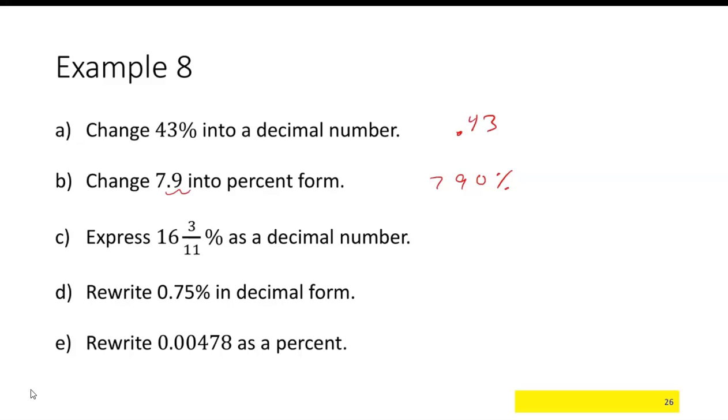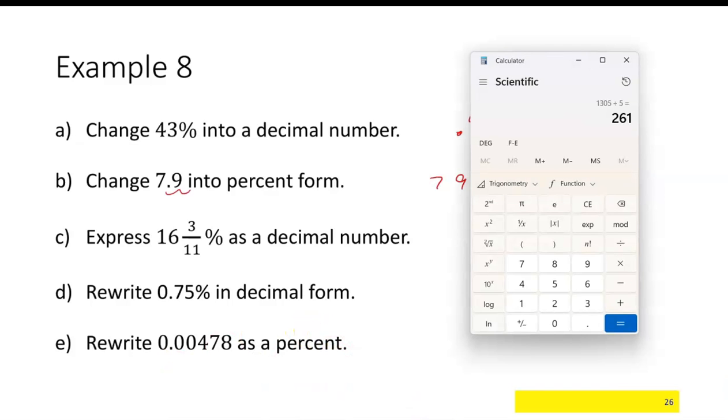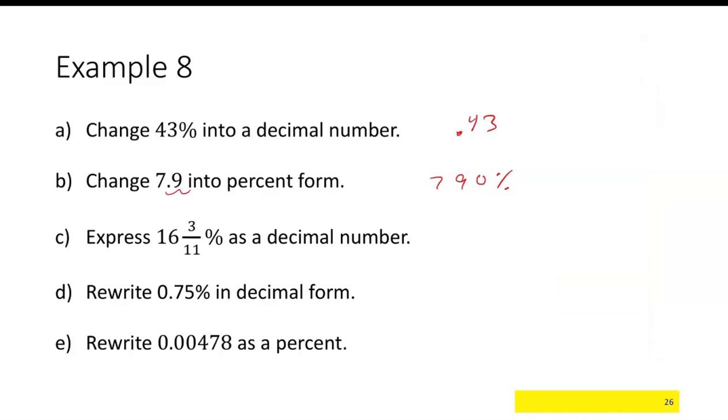16 3/11 as a decimal number. Well, 3/11, let's just do this. 3 over 11 is 0.2727 repeating forever. So this is 16.2727 on and on. So as a decimal number, this would be 16.2727 repeating, with the 2 sevens repeating.